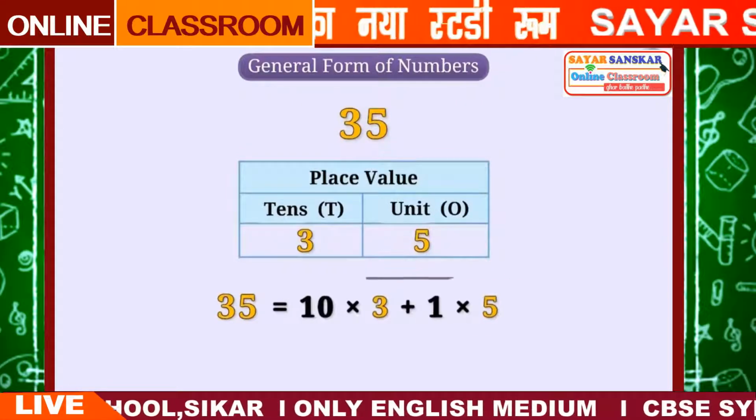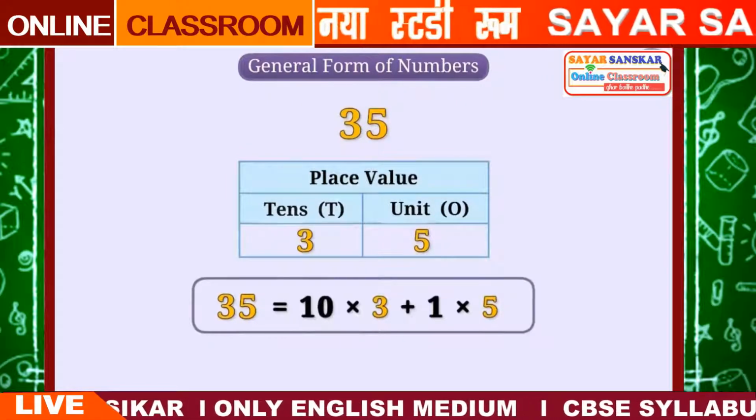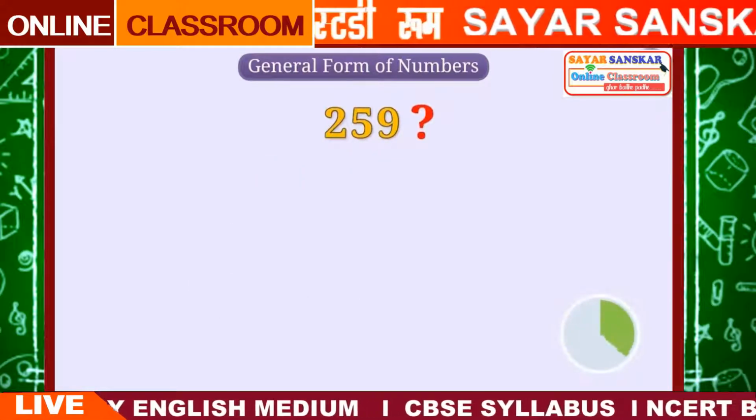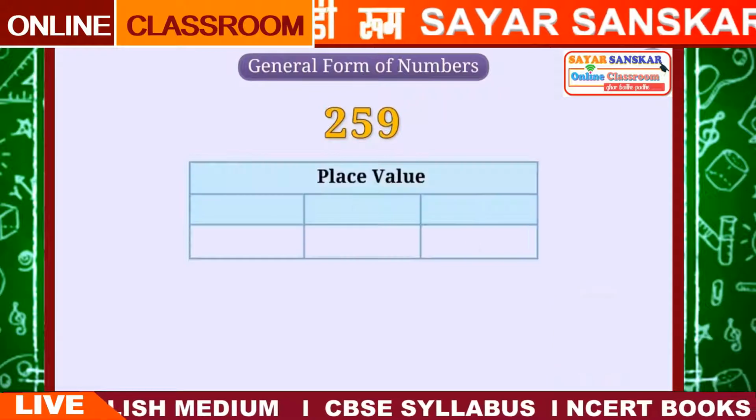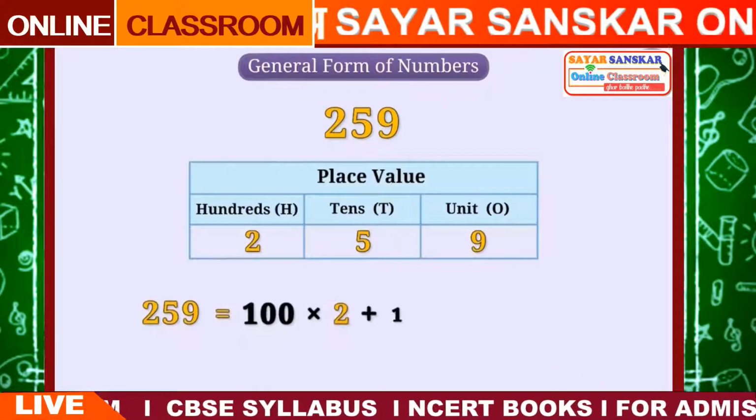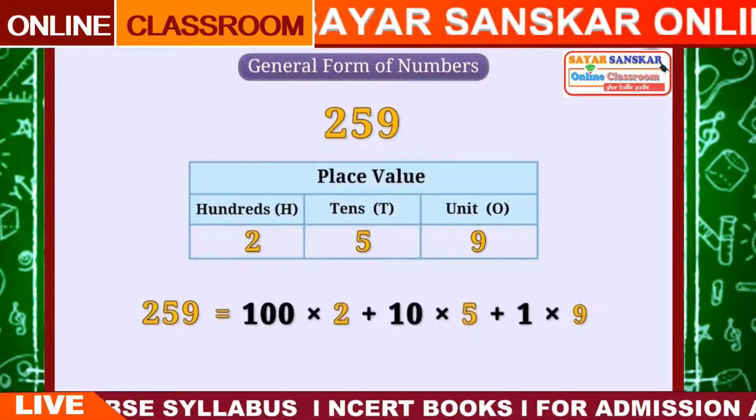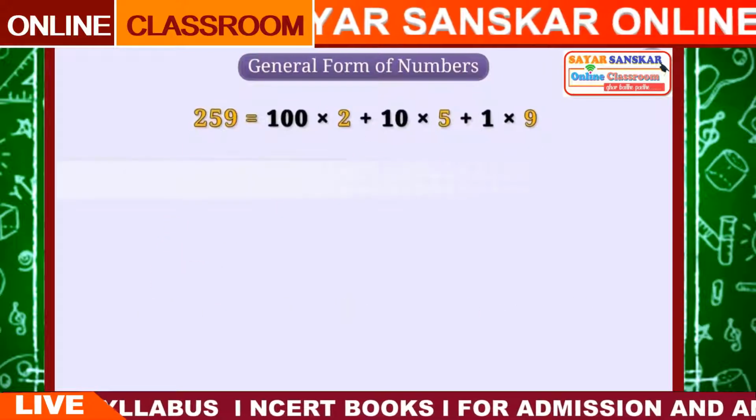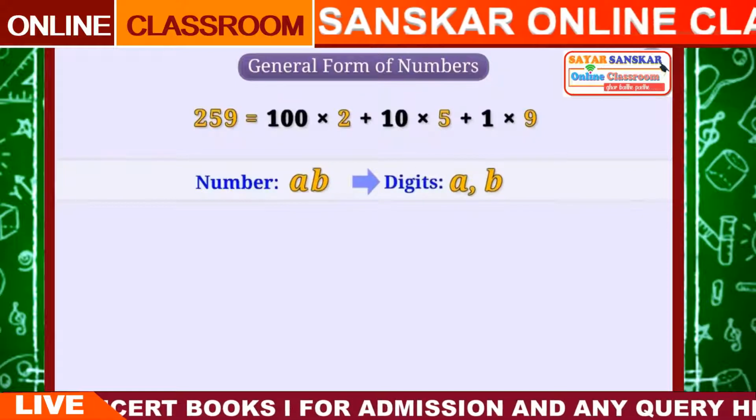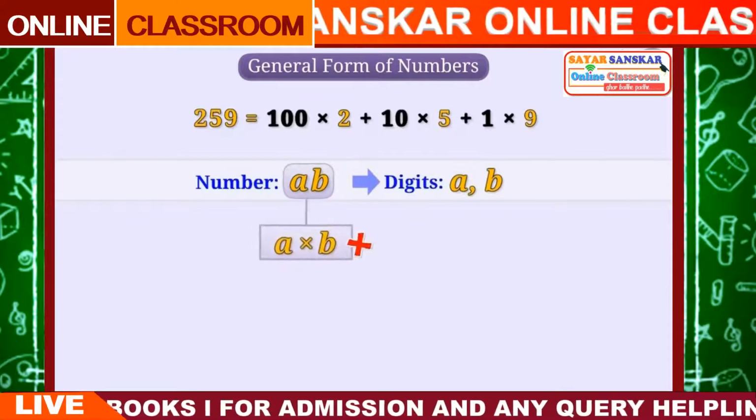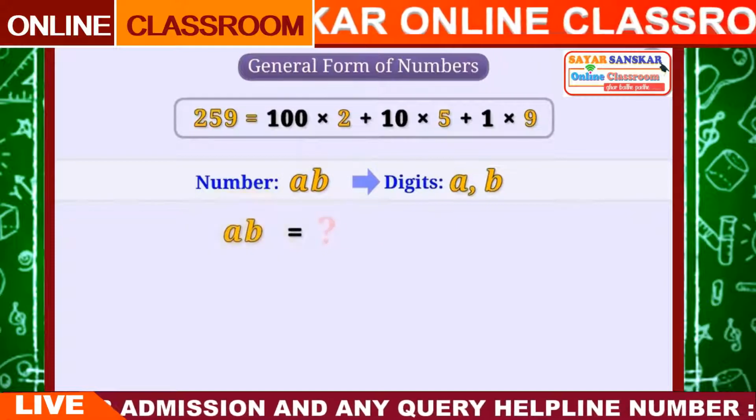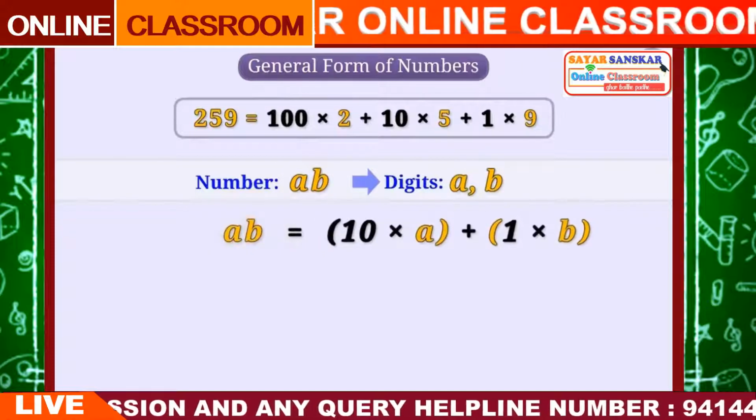Will you be able to write the number 259 like this? Try it. Absolutely correct. We will write this as 100 into 2 plus 10 into 5 plus 1 into 9. Now suppose we have taken a number ab which has the digits a and b, and we remember that ab does not mean a into b. Can you write it in the same way? Try it. Write this as 10 into a plus 1 into b. We call the form ab the usual form of the number, and this form is called the generalized form of the number.